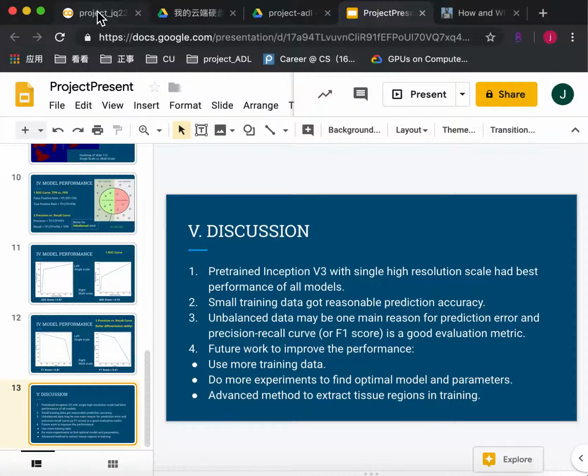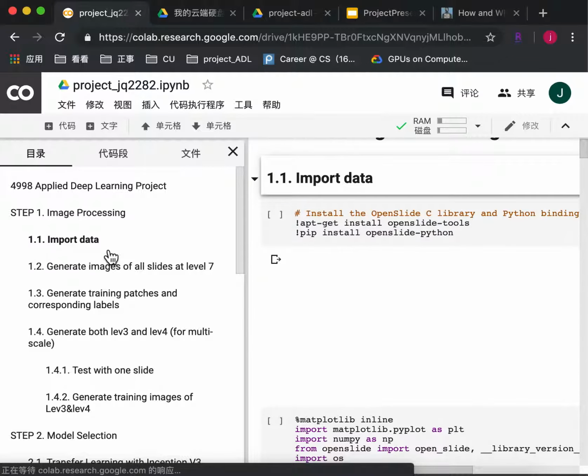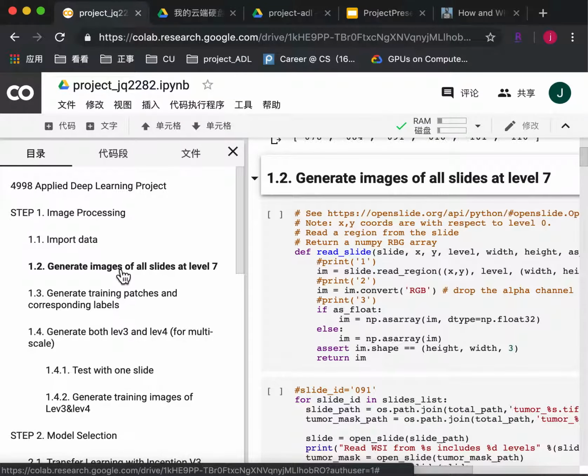Then let's look at the notebook. Let's take a glance. This one is what I used to produce all my pictures and the results. This notebook consists of 4 parts. The first one is image processing. I import data and take a glance at all the slides, and then I generate all the training patches and the corresponding labels. In this part I generate both level 3 and level 4 for the multi-scale task.